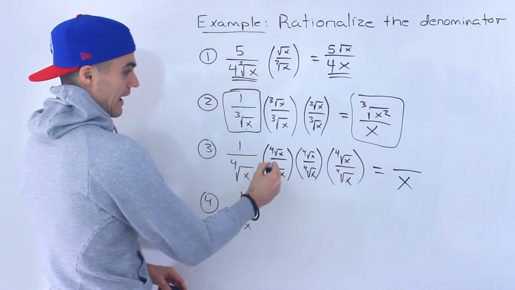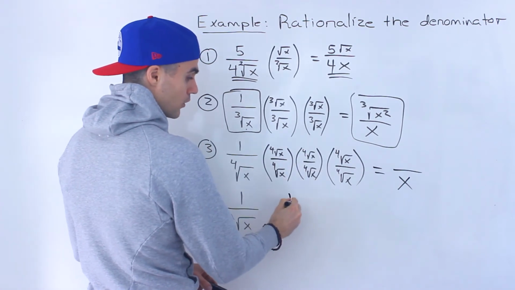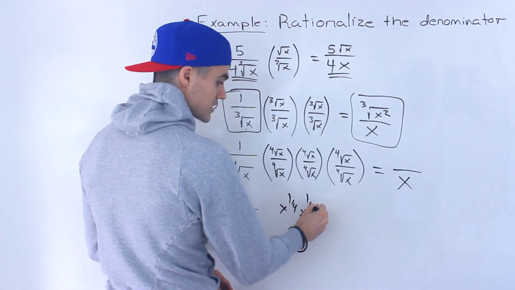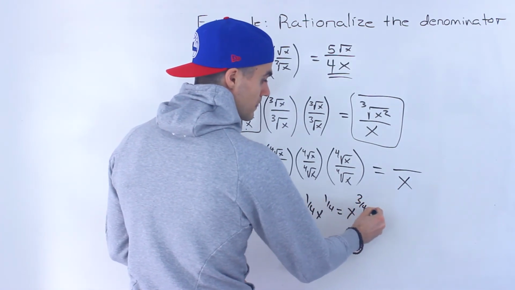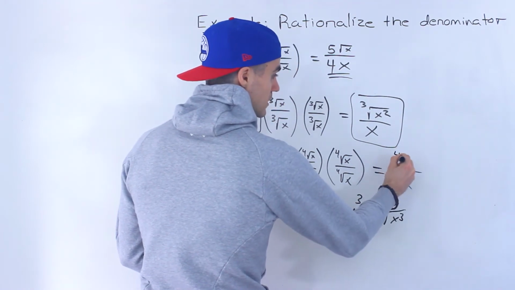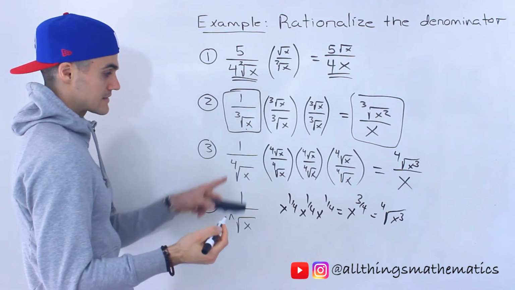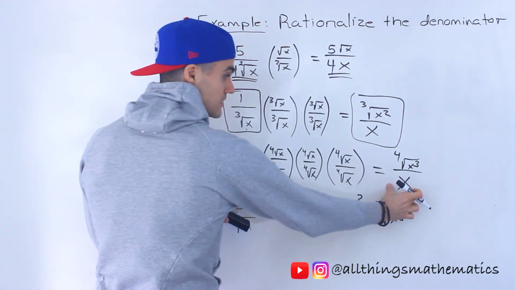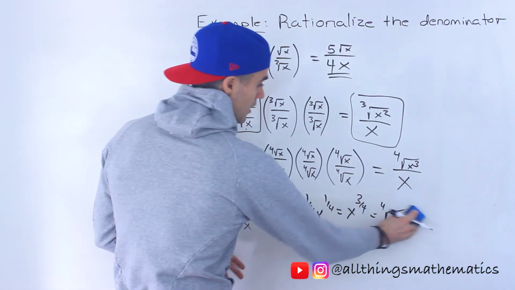But then we'll have the fourth root of x multiplied 3 times. So we'll have x to the power 1 over 4 times x to the power 1 over 4 times x to the power 1 over 4, which would give us x to the power of 3 over 4, which would be the fourth root of x to the 3. So this would end up being the fourth root of x to the 3. Like that. That's how we rationalize that. This and this are the exact same thing. Notice there's no more roots in the denominator.